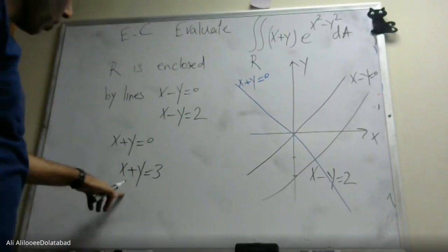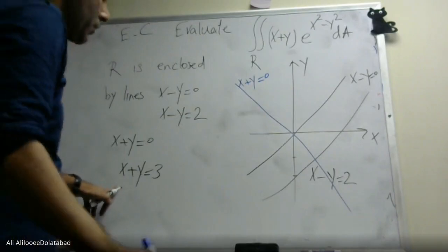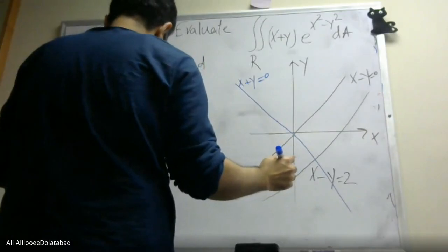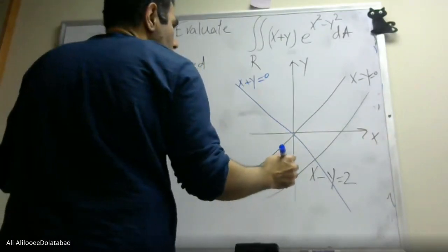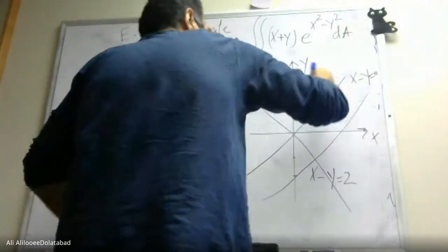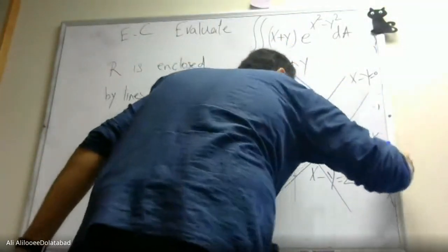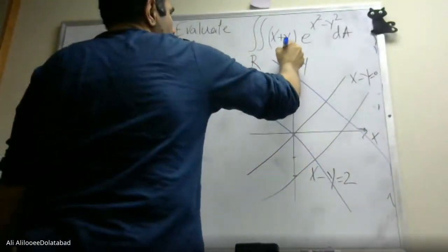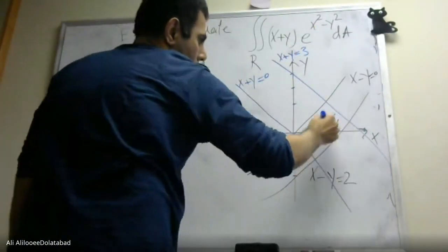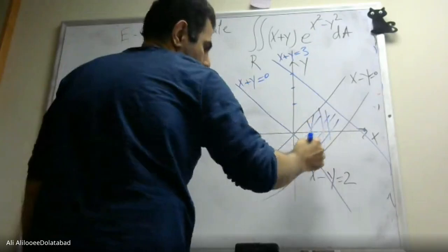And x plus y equal 3. If we set x equals 0, y is 3. And this is 3. Okay, this is x plus y equal 3. And what is the region? R is here. This is R.